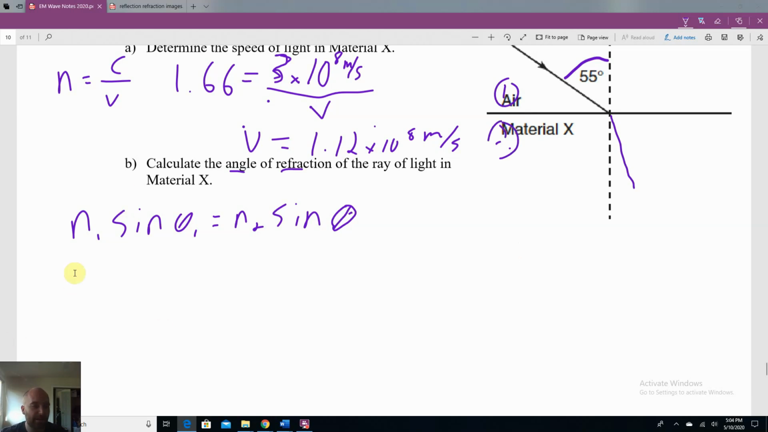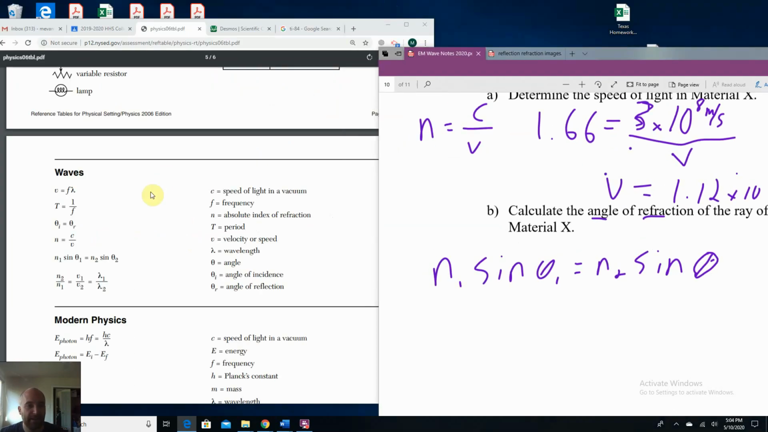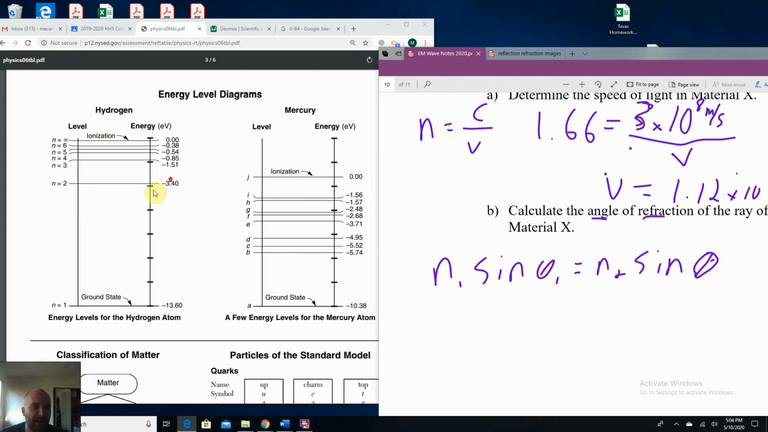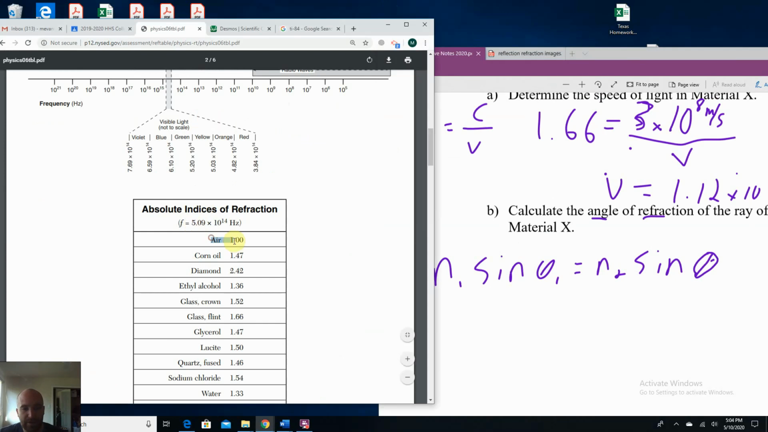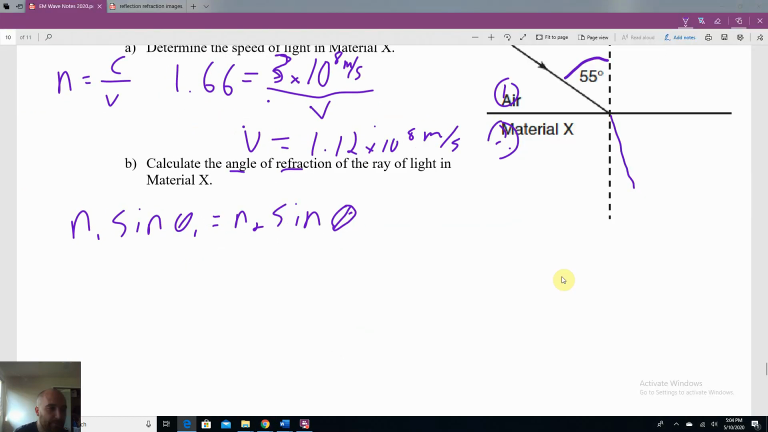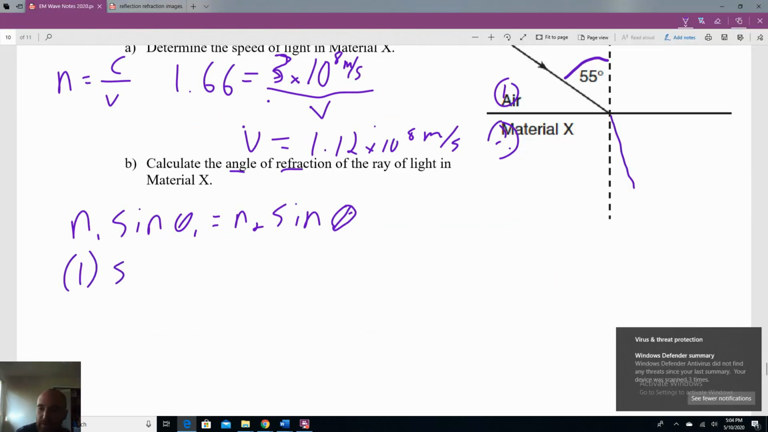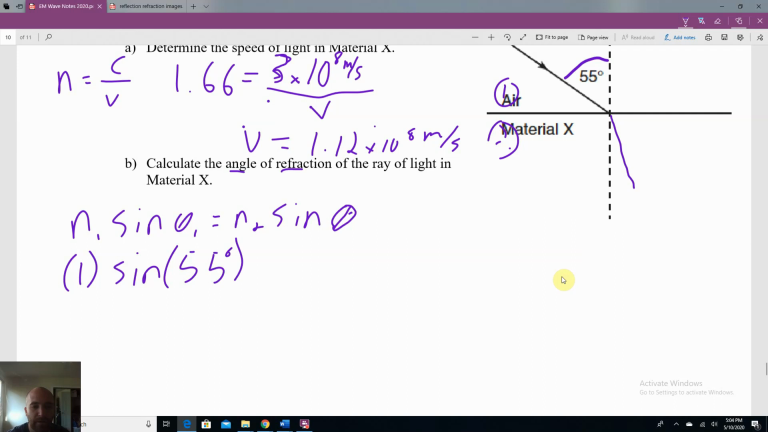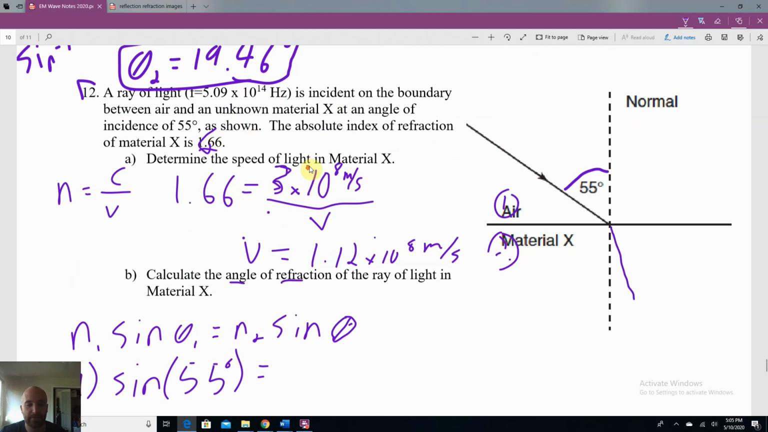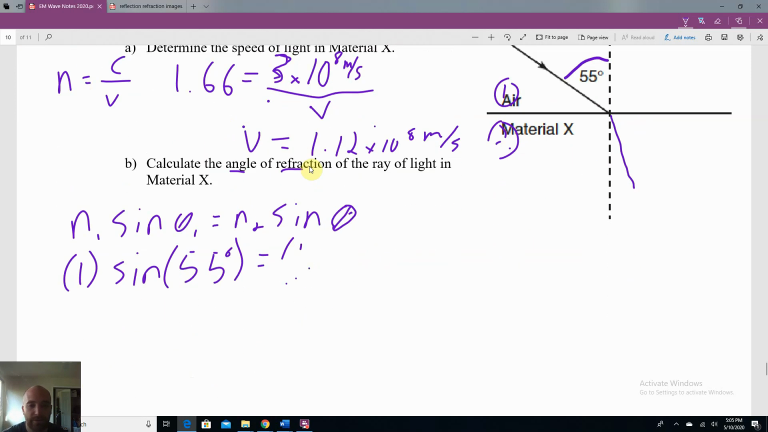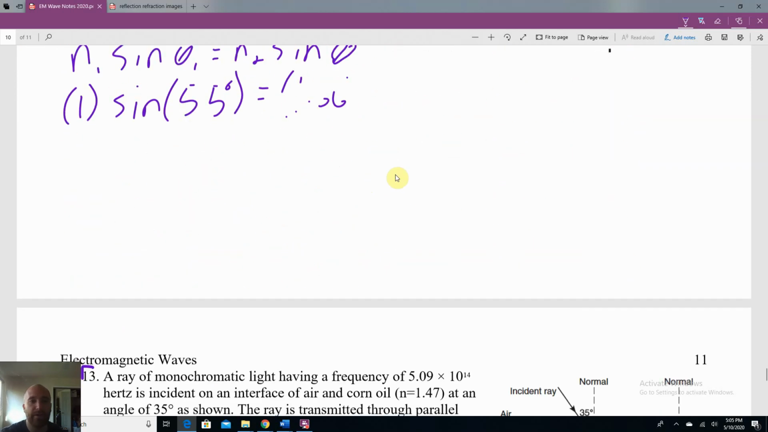So everything on the left-hand side with these 1 subscripts is going to be in the air. So n1 is the index of air. Why would you know the index of refraction of air? Well, it's in your reference table. It has a value of 1. So, 1 times sine of 55 degrees equals n2, the other material, which I told you its index. It's 1.66. So, equals 1.66.